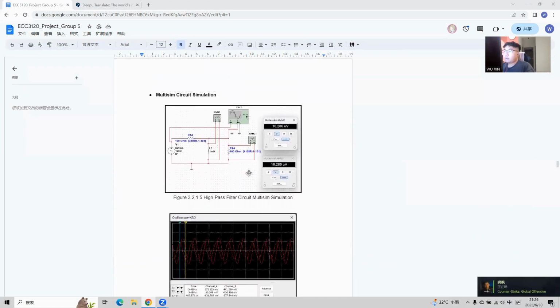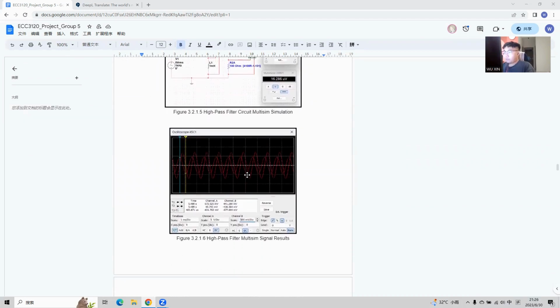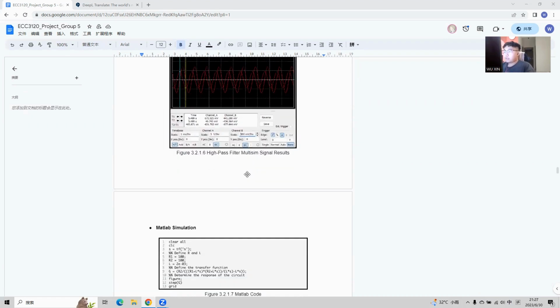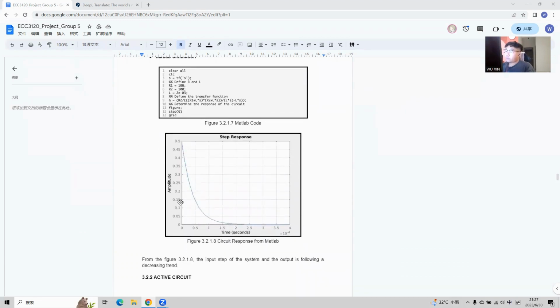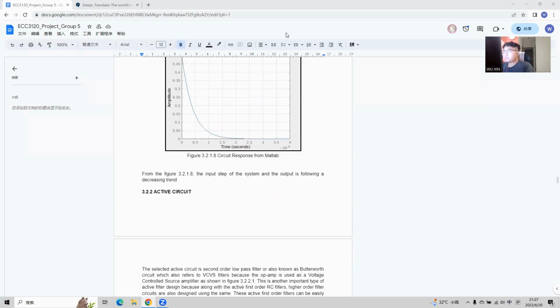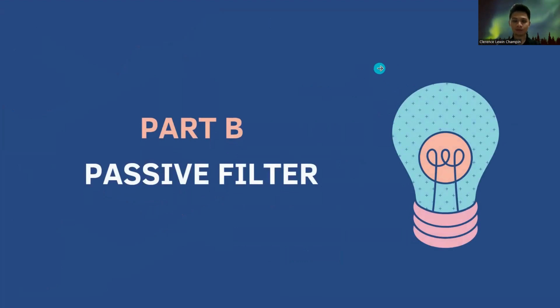Here is the high pass filter circuit Multisim simulation. Then we got the result of the high pass filter Multisim signal. At last, we're using MATLAB to do the simulation. And from figure 3.2.1.8, the output of the system for the input step follows a decreasing trend. When the time goes up, the amplitude will decrease.